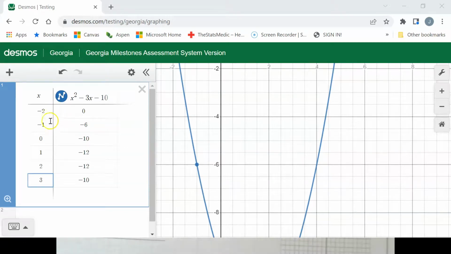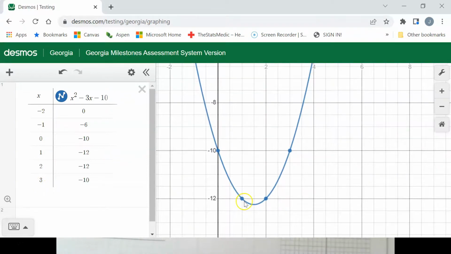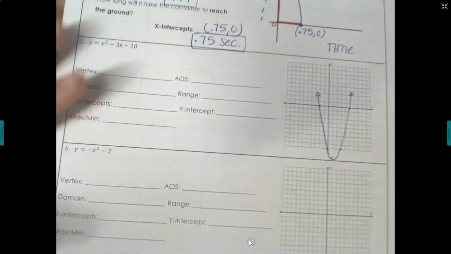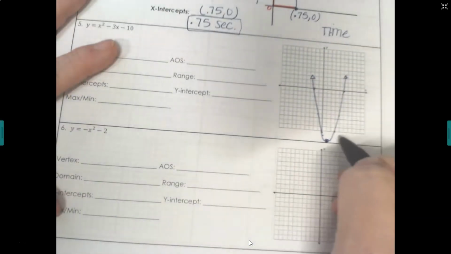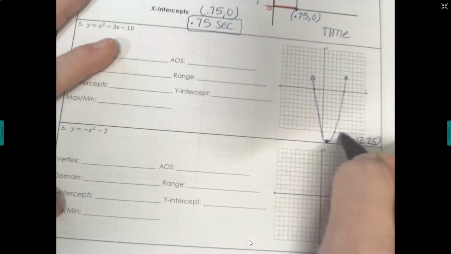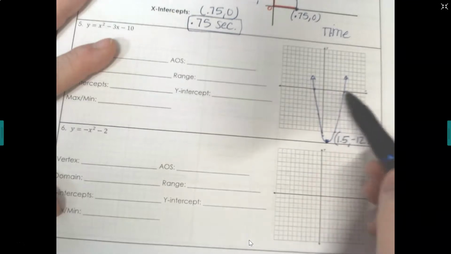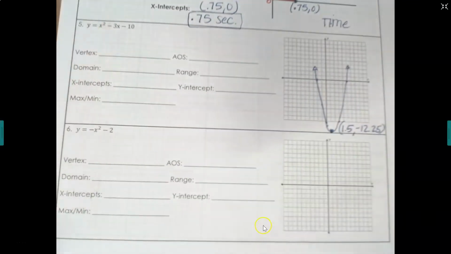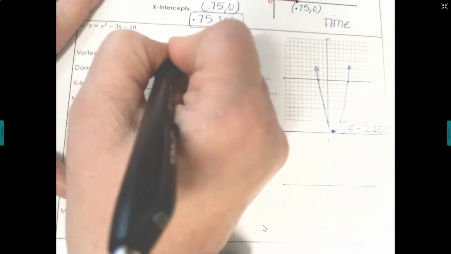So you can see here, I pulled up the table of values, and I was typing in different numbers to get some points to help me. It went off the bottom, and we couldn't see the vertex on here, but we can click it, and we get a vertex of (1.5, -12.25). The biggest things to make sure you had right were your y-intercept and your x-intercepts. That will help you get the graph on there. So our vertex we got off Desmos. It is (1.5, -12.25).